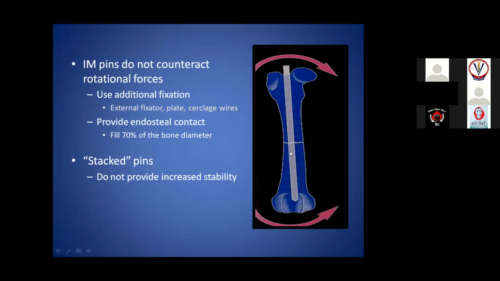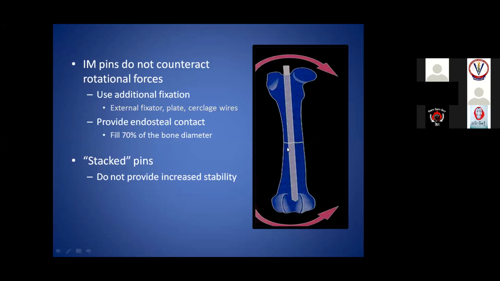But this pin cannot stop the rotational or torsional forces, because even now when the animal starts walking after this procedure, there is every chance that the upper fragment can move clockwise and the lower fragment can move in the opposite direction, and they can cause rotational instability. They are poor in counteracting rotational instability. They do not counteract rotational forces. For that you have to use additional fixation.